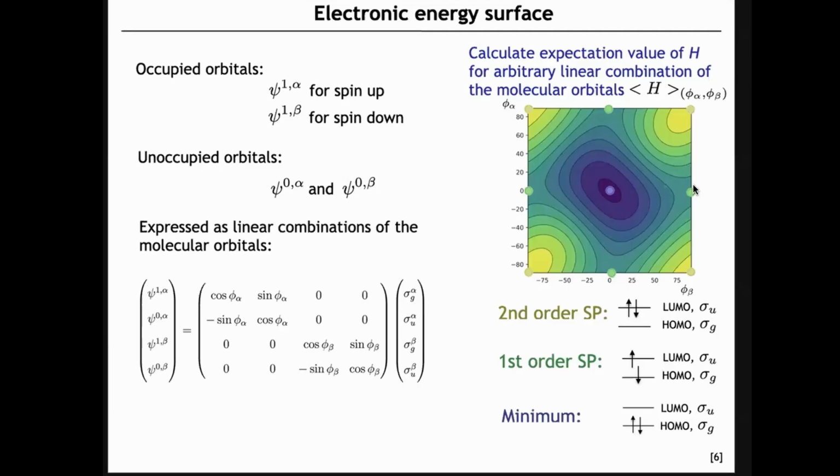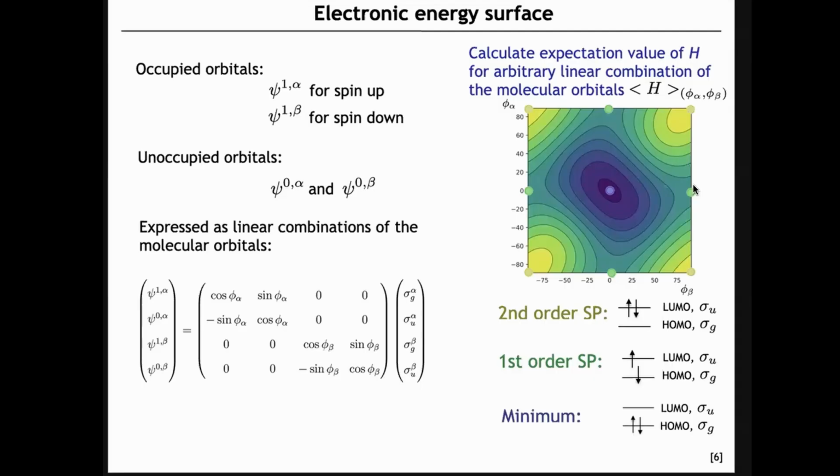But then we have these first order saddle points, like this one here, where we have phi alpha equal to 90 degrees. So we have rotated and put the spin up electron into the antibonding molecular orbital. This saddle point corresponds to this configuration of the electrons. And then there are, of course, equivalent saddle points like this one here, where we put the spin down electron in the antibonding molecular orbital, and these 2 here are simply a multiple of -1, so equivalent wave functions.